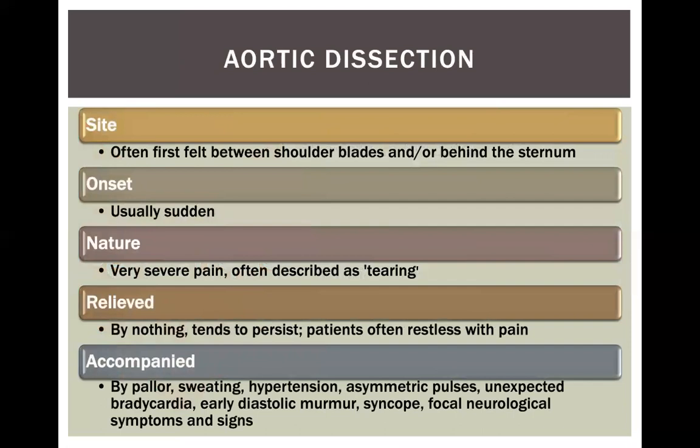Now we come to an important cause of life-threatening chest pain, which is aortic dissection. Here the site is also central and often felt first between the shoulder blades and/or behind the sternum. The onset is usually sudden. The nature is very severe pain, often described as tearing.